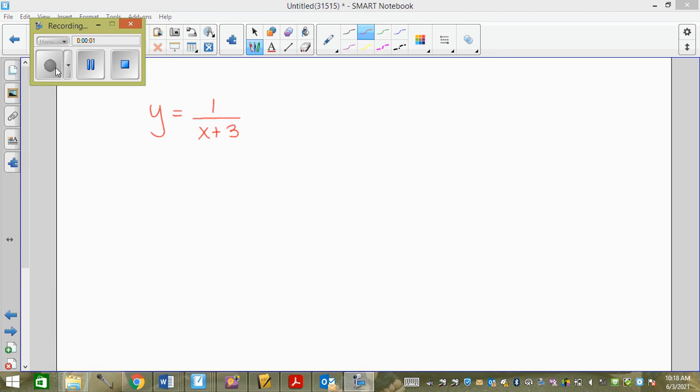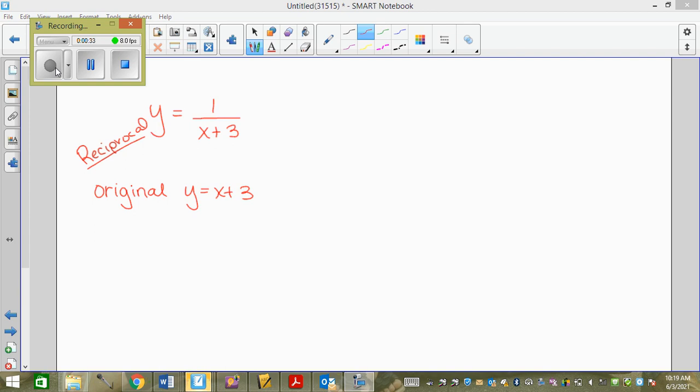Graphs are 1 over the equation, correct? So what was the original equation if this is a reciprocal? If this is a reciprocal, the original would be y equals x plus 3. So your original would be y equals x plus 3.